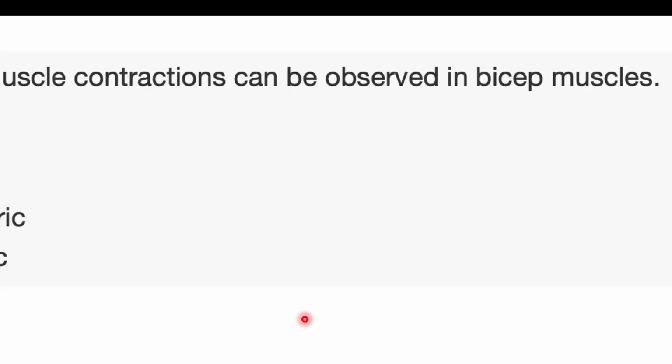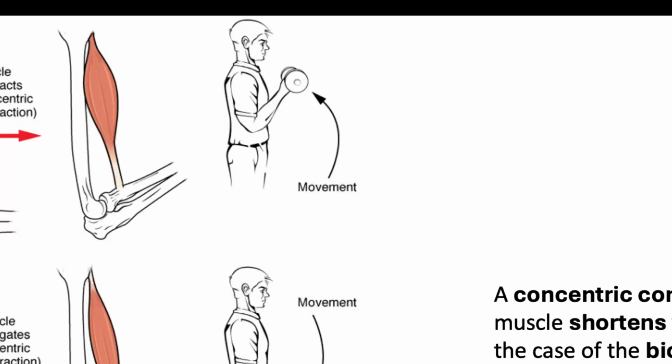Okay, time for me to reveal the correct answer to this question. Dash muscle contractions can be observed in bicep muscles. The correct answer is option C, concentric muscle contractions. Now here is the summary of all kinds of muscle movements. Muscle contraction is concentric contraction, muscle elongation is eccentric contraction, and when the muscle contracts without movement, it is isometric contraction.